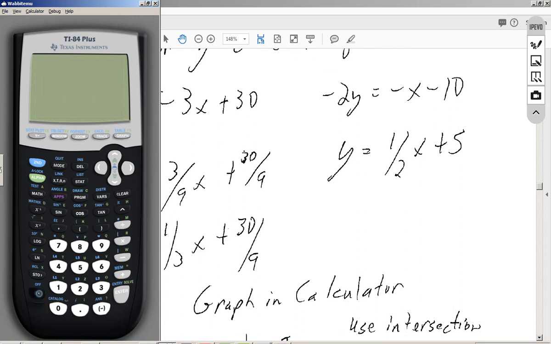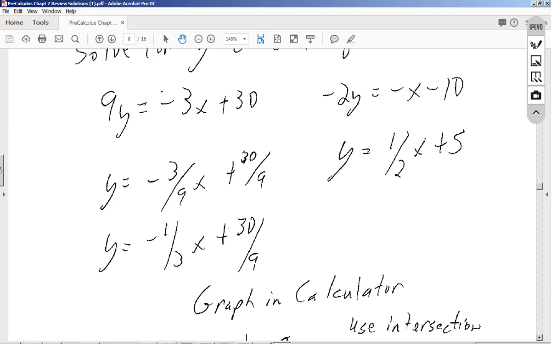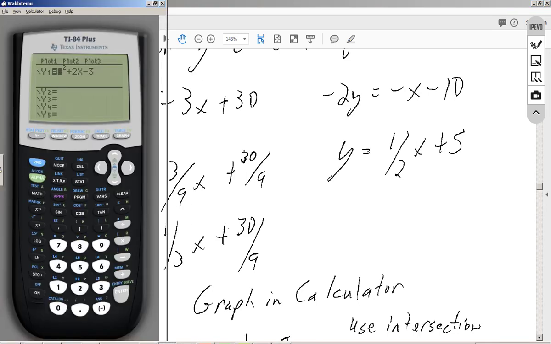So take your calculator, go to y equals, and this first equation, I'll just show you real quick, was negative 1/3 x plus 30/9. So that's what I'm going to type into my calculator. So I've got negative 1/3. Clear out anything that's in your calculator. Make sure you put parentheses around your fraction. So I've got negative 1/3, and then I've got x. And I've got plus. Now make sure you put parentheses around your 30/9.